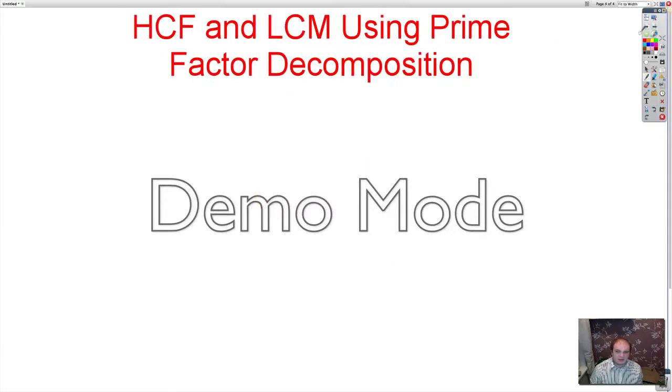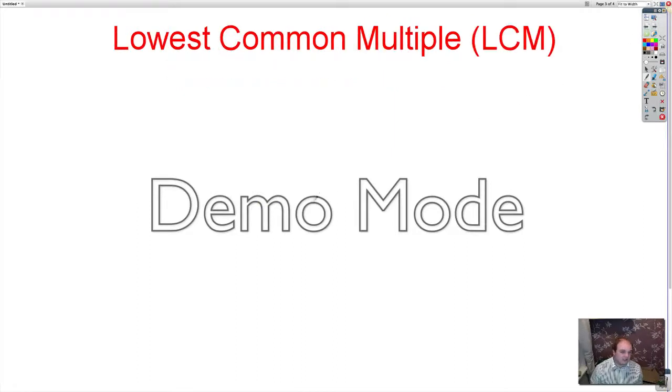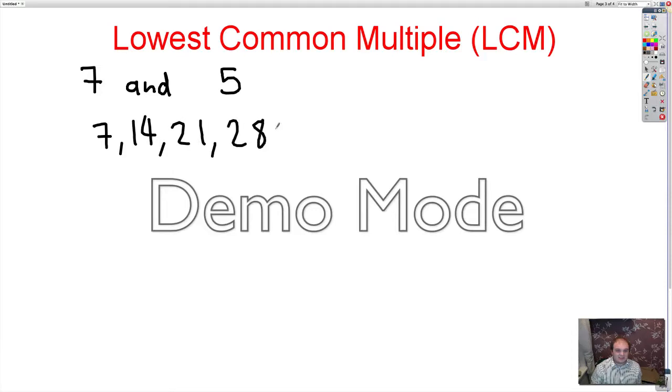Okay, moving on. Lowest common multiple. Well, you can probably guess now. Common, the same, lowest number. So if I have two numbers, let's say 7 and 5, I'm looking for multiples of 7, multiples of 5, the lowest number that's a multiple of both. So let's put a few multiples of 7 down. 7, 14, 21, 28, 35, 42.